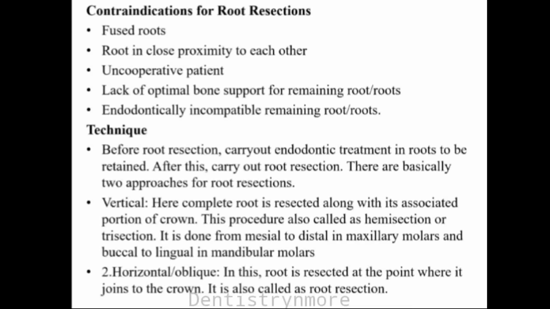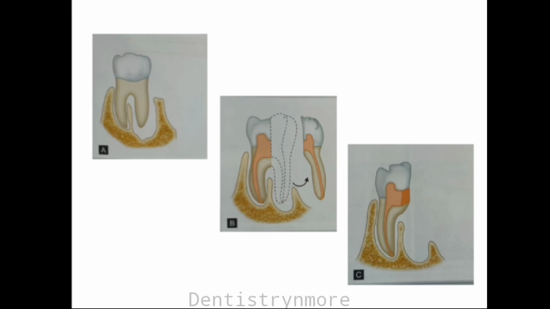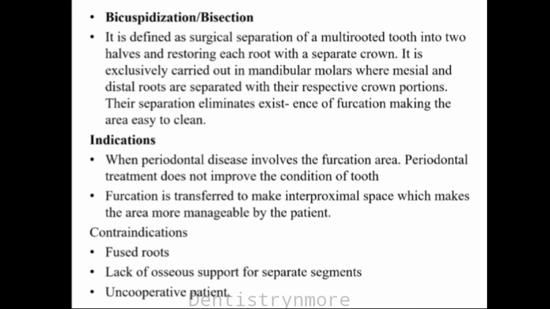In vertical, the complete root is resected along with its associated portion of the crown, and this procedure is also called hemisection or trisection. It is mainly done from mesial to distal in maxillary molars and buccal to lingual in mandibular molars. And horizontal, in this the root is resected at the point where it is joined to the crown. It is also called root resection. So this is the figure showing it.